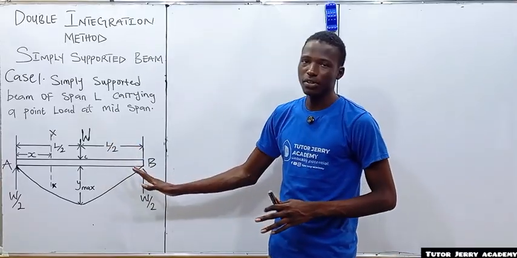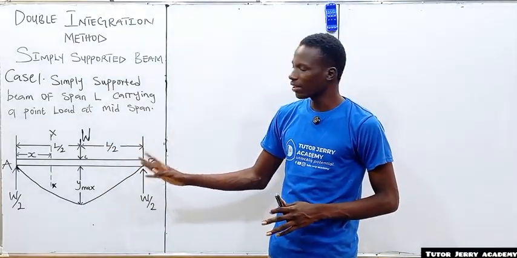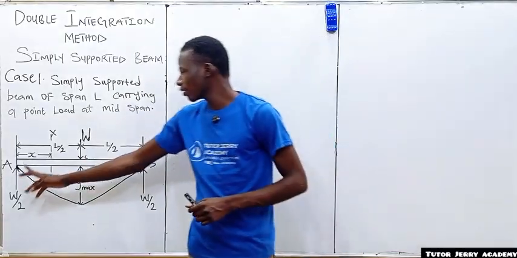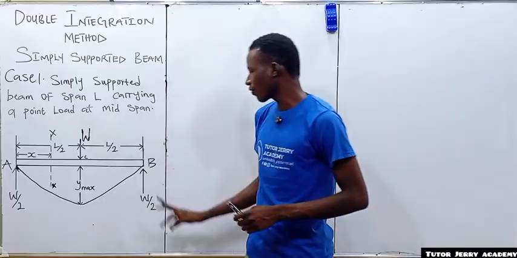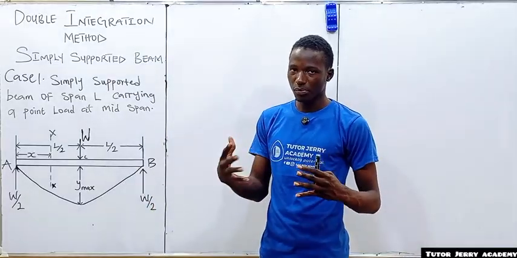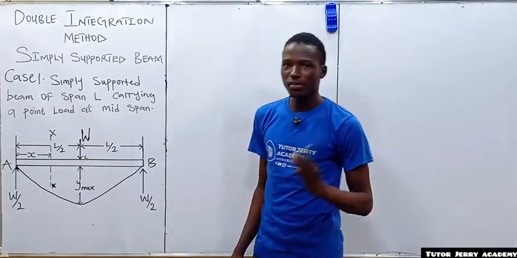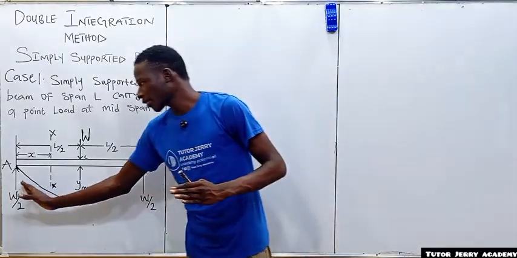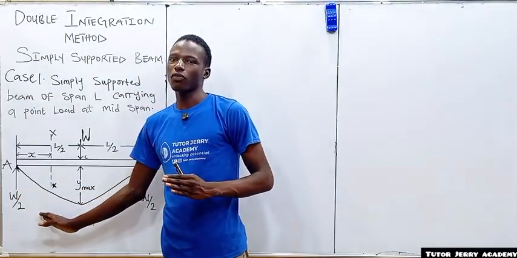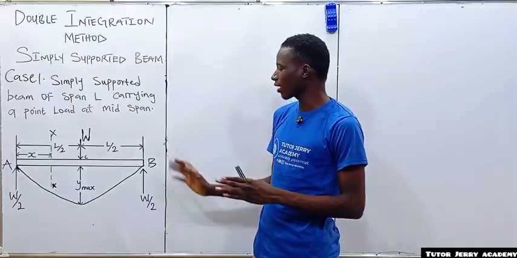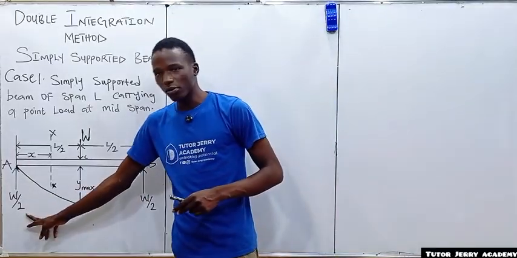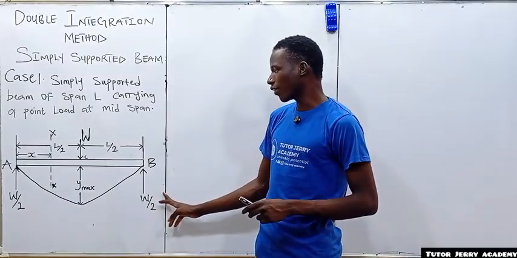Now, this beam is symmetrical. We have a reaction at A, and we also have a reaction at B, because the beam is simply supported. At the midspan we have a load which is W. This implies that our reaction at A will be carrying half of W, and our reaction at B will also be carrying half of W. So our RA is W over 2, and our RB is W over 2.